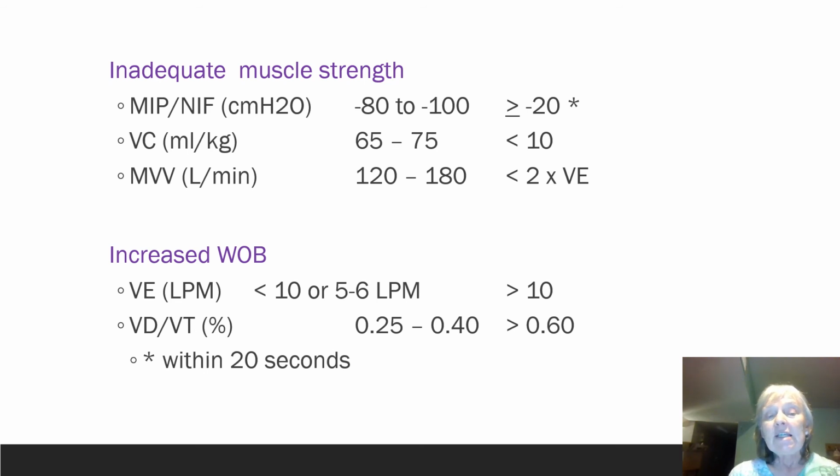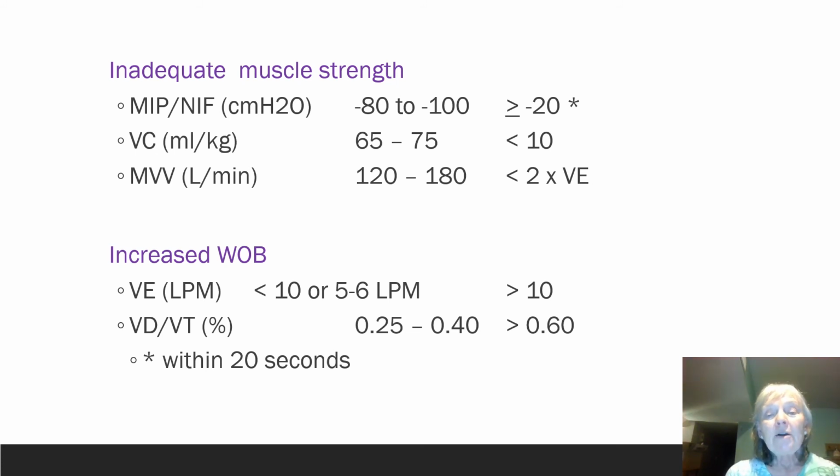Your VD/VT, and this is your dead space based on the modified Bohr equation, and we're going to talk about that. It's a percentage. Normal is 0.25 to 0.4. If you think about it, 1/3 of your normal tidal volume is dead space. That 0.33 fits in beautifully right between that 0.25 and that 0.40.